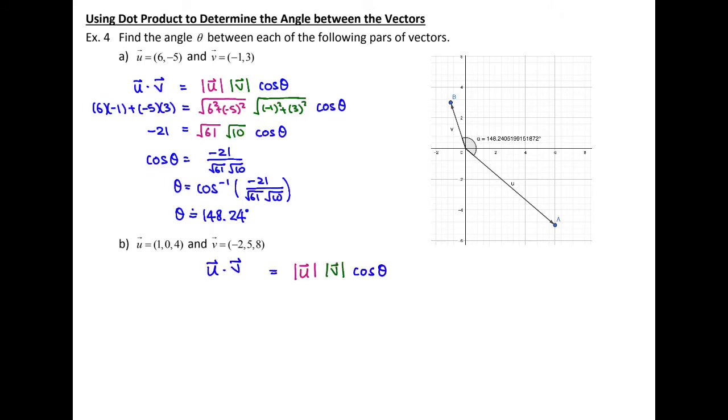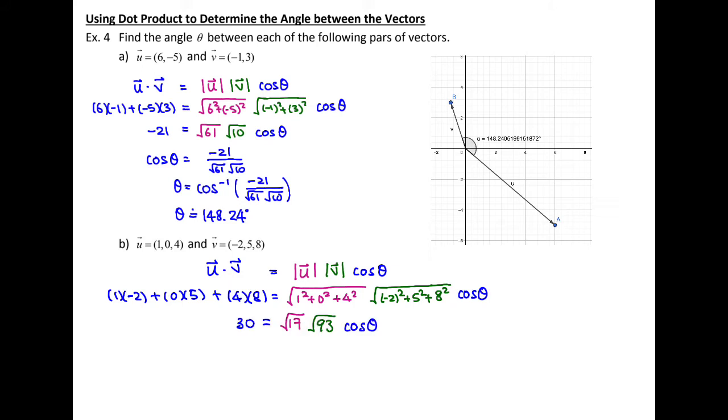first, we write down the dot product. Second, we multiply the x, y, and z values, and we add them all up, and we are going to find the magnitude of the vector u. This time, because it's a three-dimensional vector, we're going to do square root of x squared plus y squared plus z squared. Same thing for the magnitude of the vector v, and times cosine theta.